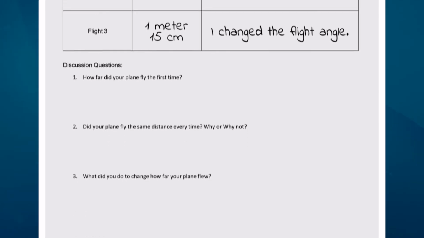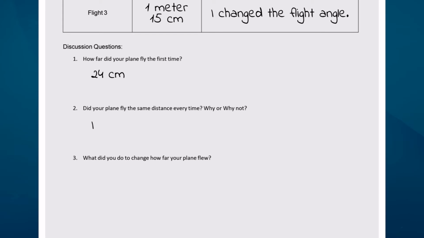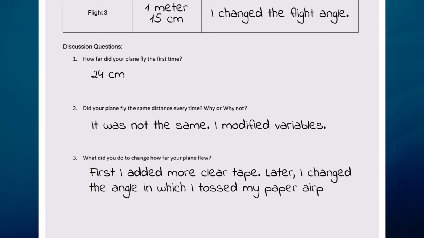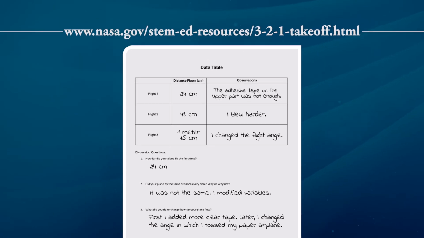To sum up the activity, you can use the discussion questions and analyze how important it is for NASA's engineers to consider the 4 forces that affect flights and Newton's third law when designing an airplane. Once you've completed the 3 flights, you can extend the activity by changing the airplane sizes or its construction material.